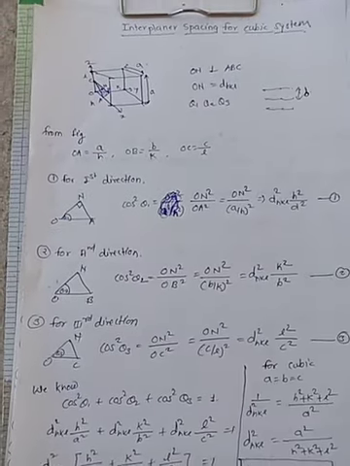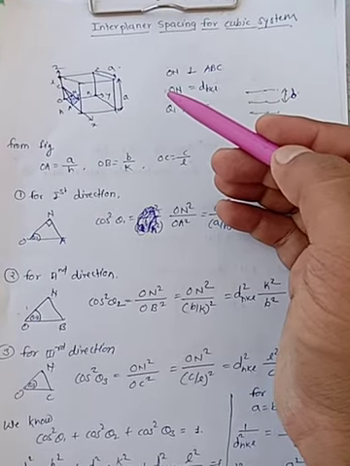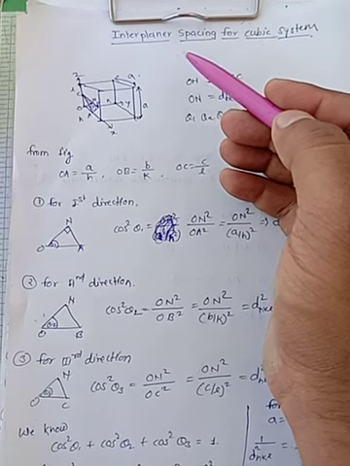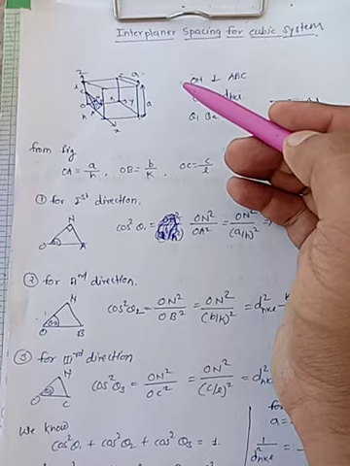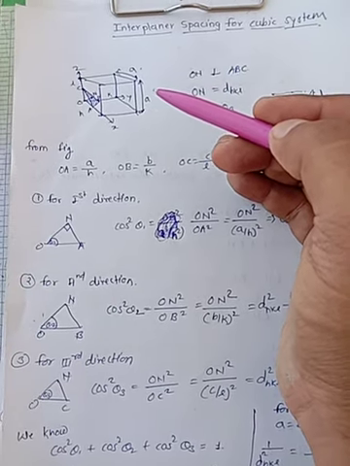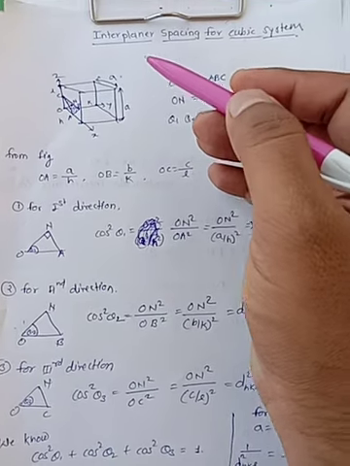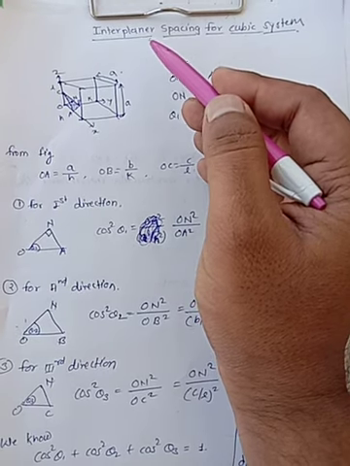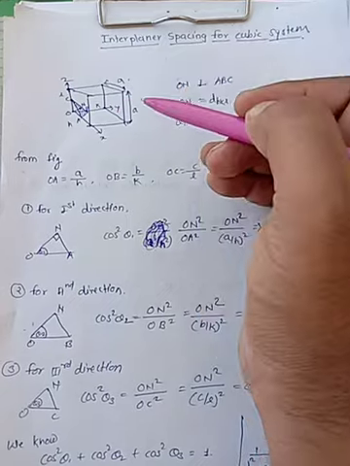Today we discuss a very important point of our fourth unit, that is the interplanar spacing for the cubic system and Bragg's law. As we know, in our last lecture we already discussed the lattice planes, then Miller indices, and the rules for finding the Miller indices, etc. So the question is, what is meant by interplanar spacing? Interplanar spacing is nothing but the distance between two successive lattice planes in a given crystal.